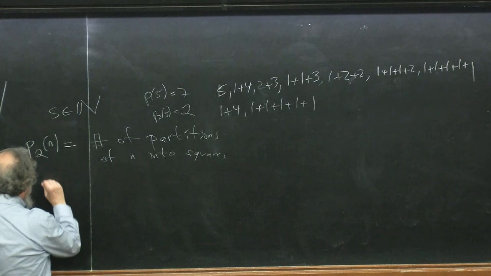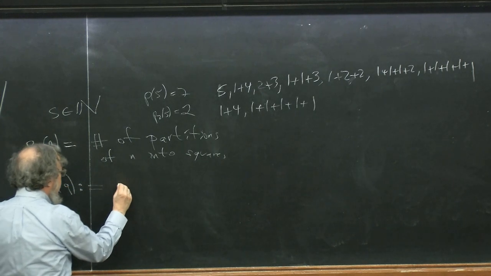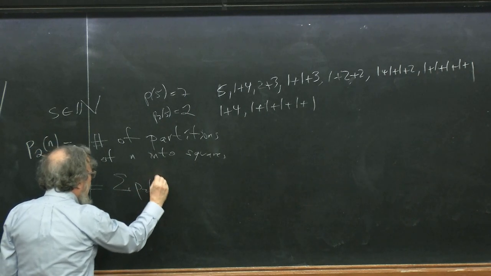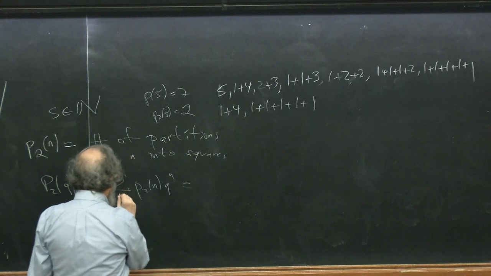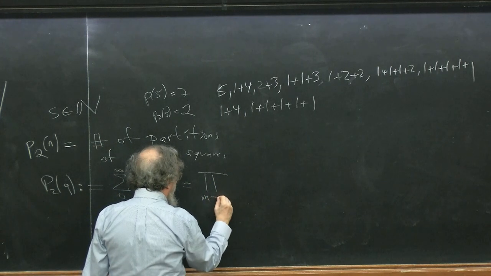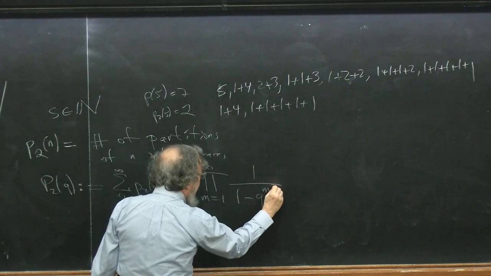And, of course, the generating function P2 of q, which I define as the sum of P2 of n times q to the n, for exactly the same reason as before. So we define P2 of 0 as 1. There's no other reasonable way. And then it's the same form as before, but with q to the m squared.